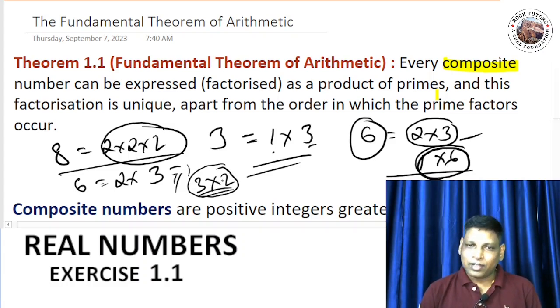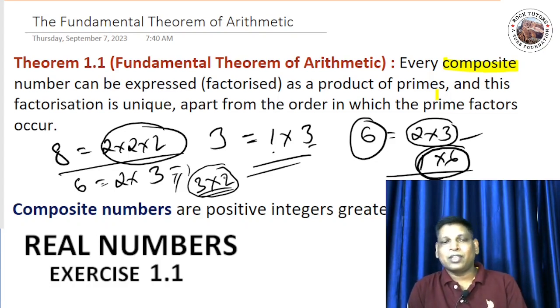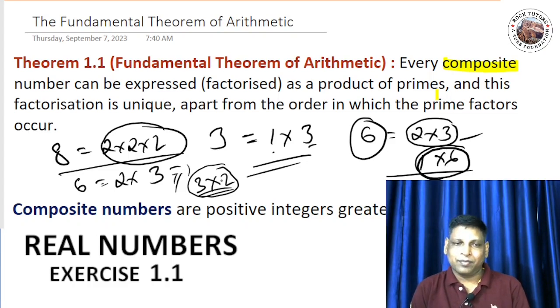That's why it says the factorization is unique apart from order. The order you can change, so 2 into 3, 3 into 2. But he is saying that for 6 the factors I can write only in the form of 2 into 3. There is no other way, there are no other factors. So this is the uniqueness of that.